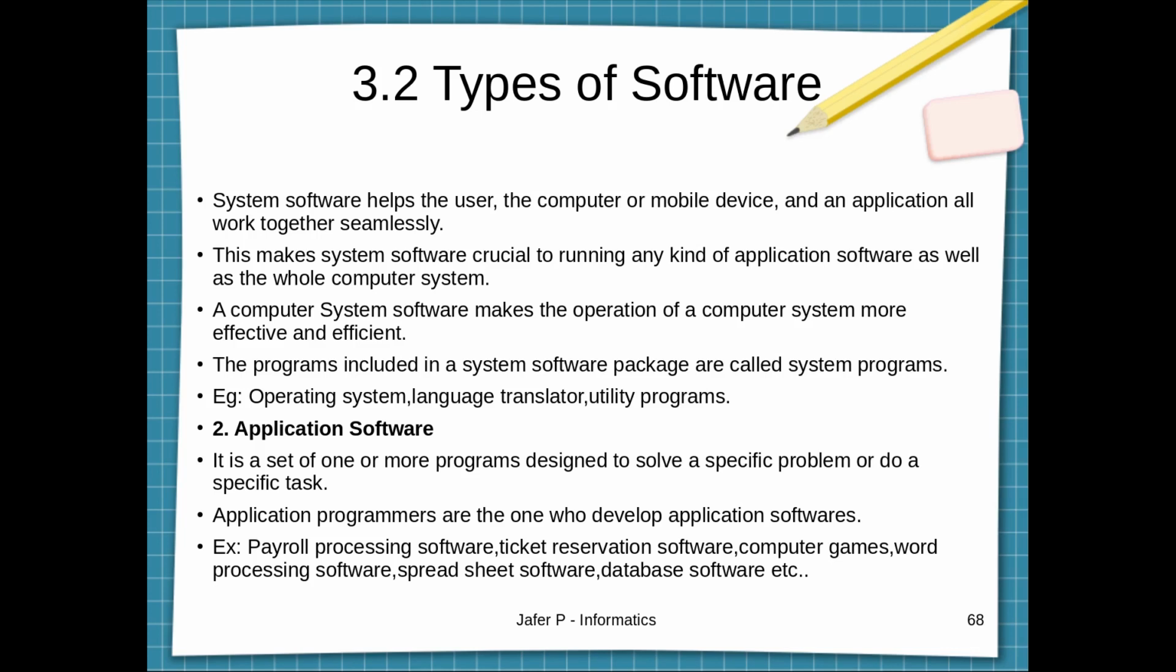Then computer games are there, word processing software, spreadsheet software, database software. These are all called application softwares. Then the third type of software is utility software. What is that? Utility software.